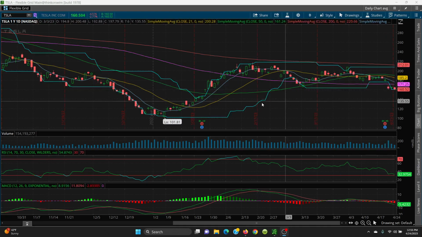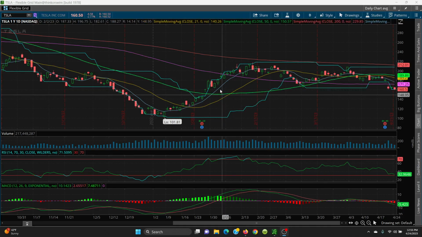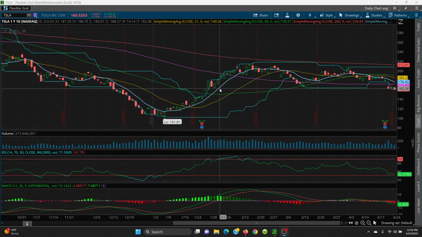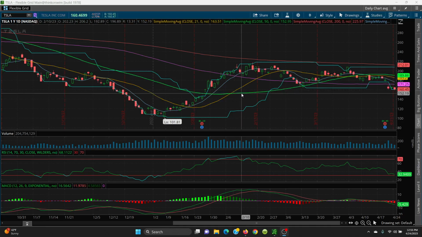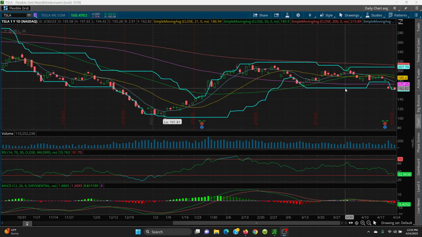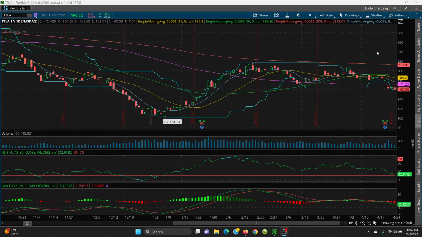Then we can go into all these simple moving averages here. So then you have 176.43. That's your 8-day. You have 185.20, that's your 21-day, and then you have your 50 SMA here at 189.86, and then you have your retest there at 207.79, and then obviously your 212.01, that is your 200 SMA. So that's your downside levels, there's your upside levels.